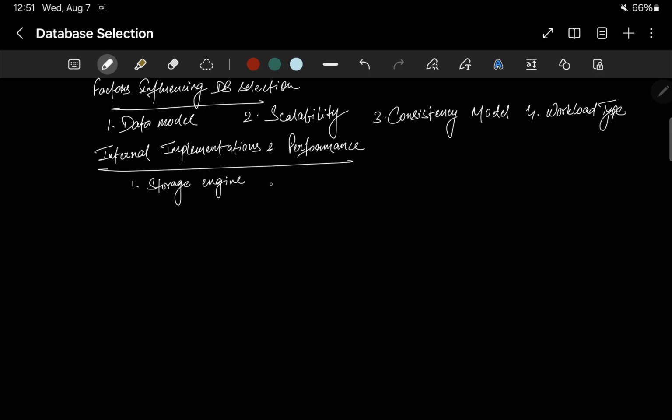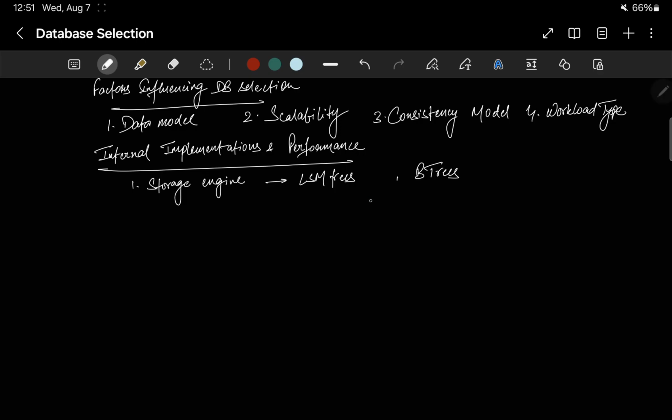So here the examples are, first is LSM trees. LSM trees is called log structured merge trees. They are used in write heavy systems to optimize write operations, reducing disk IO. And second is B trees. B trees are efficient for read heavy workloads, providing quick access to specific data points.